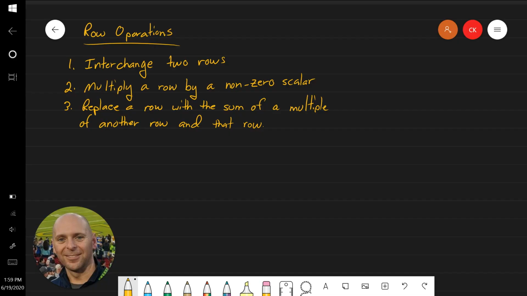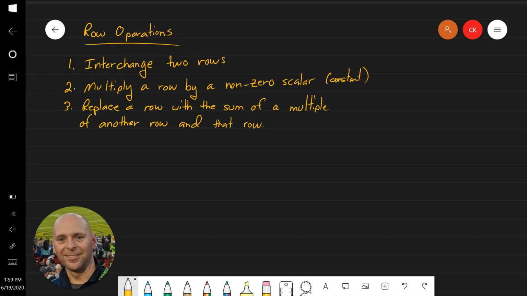So we can interchange two rows. We can multiply a row by a non-zero scalar, which is really just a fancy word for constant. And we can replace a row with the sum of a multiple of another row and that row. This one's a little bit more confusing, and we'll do all of these as examples just to make sure we understand what's happening here.